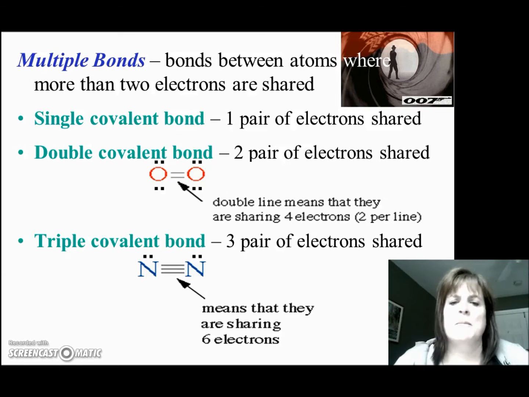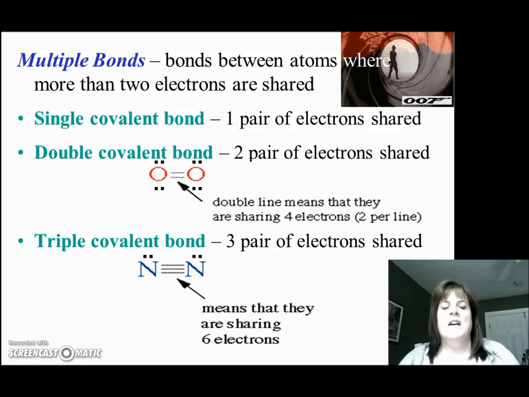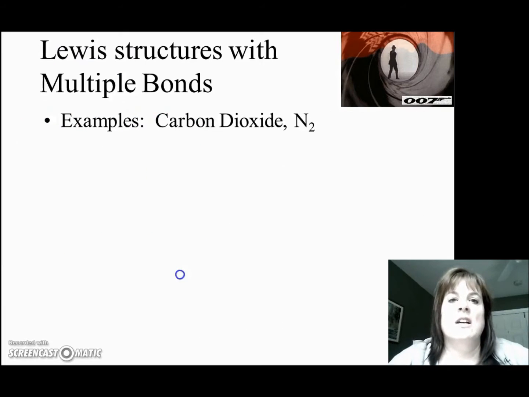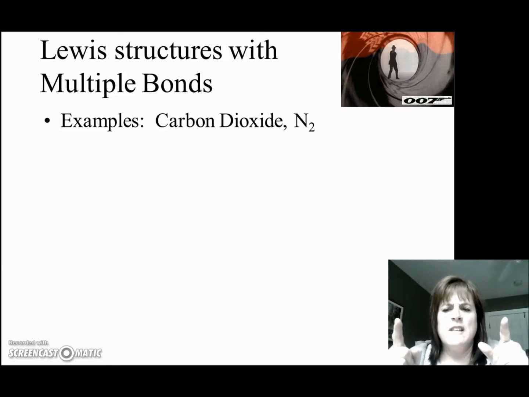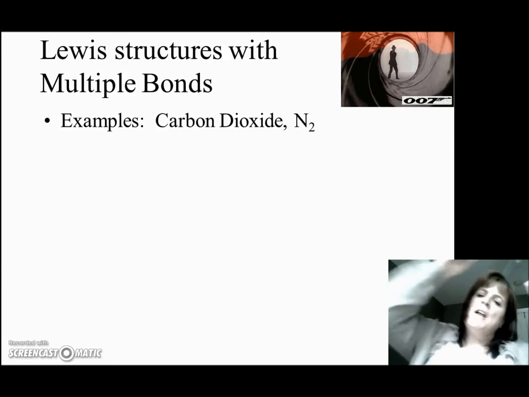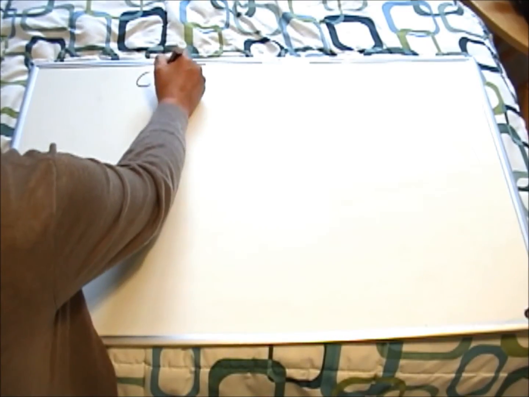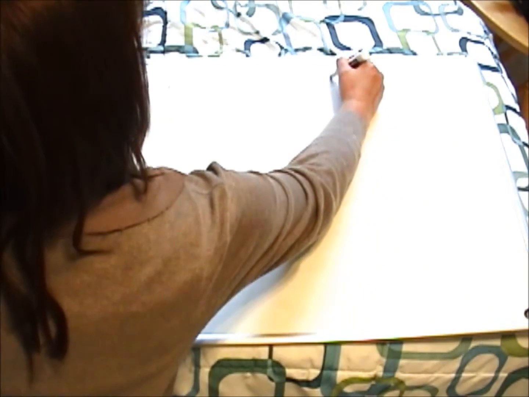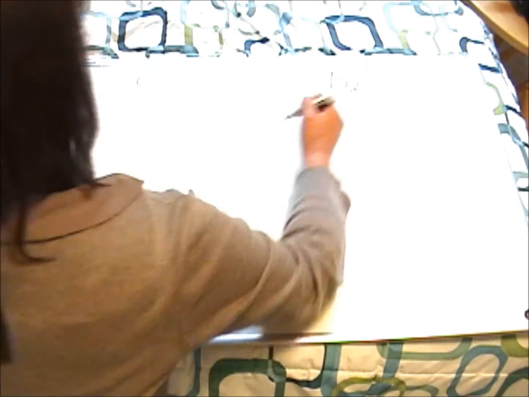So let's see, what does that look like if I have to have these multiple bonds in between? So let's take a look at carbon dioxide, and we'll look at how we got that triple bond between nitrogen. But to do this, I think it's better that we go to the whiteboard. So come on, let's go. We're going to look at carbon dioxide, and we're going to look at nitrogen.